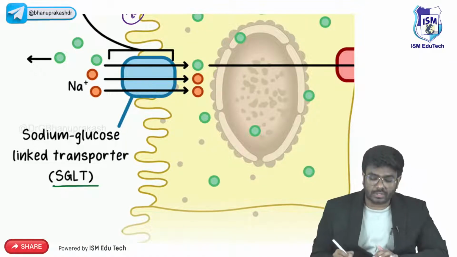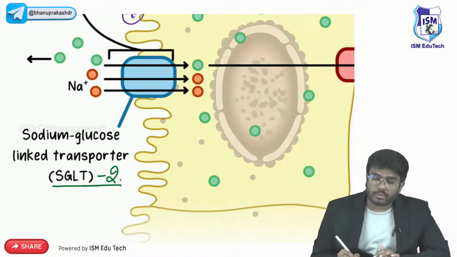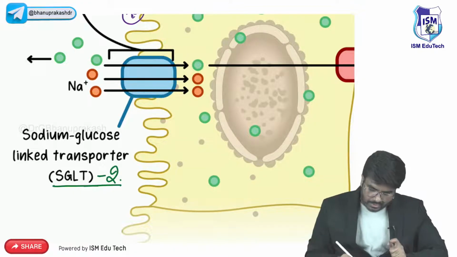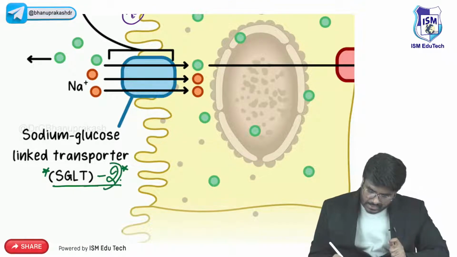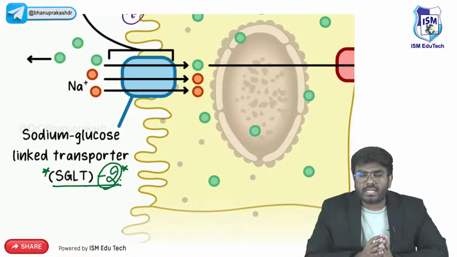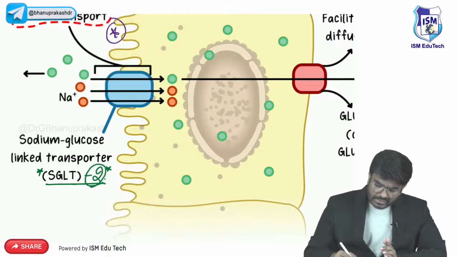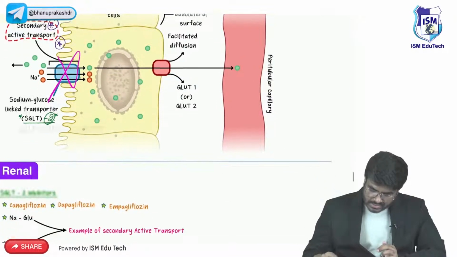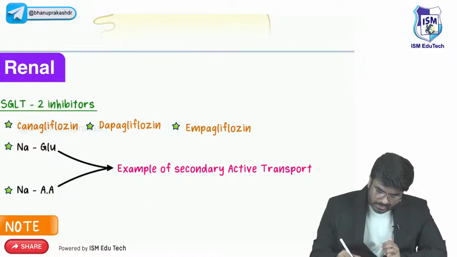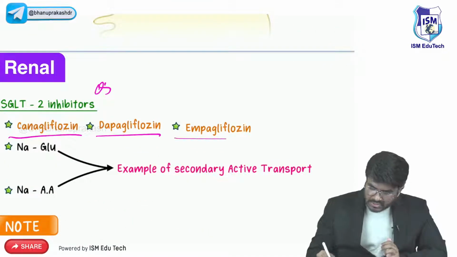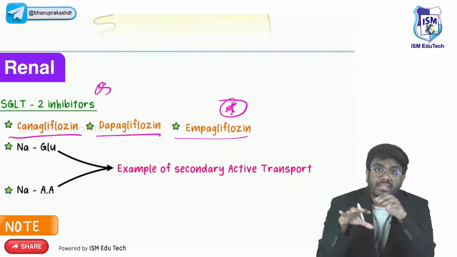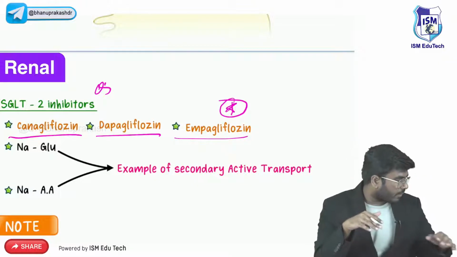It's actually sodium glucose transporter type 2 in the nephrons, in the kidneys, in the proximal convoluted tubule. Which type of SGLTs are there? Type 2. Sodium glucose co-transporter type 2 can be inhibited, blocked, by certain drugs. What are these drugs? The SGLT2 inhibitors: canagliflozin, dapagliflozin and empagliflozin.